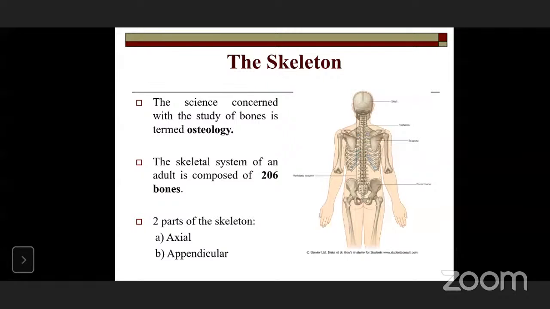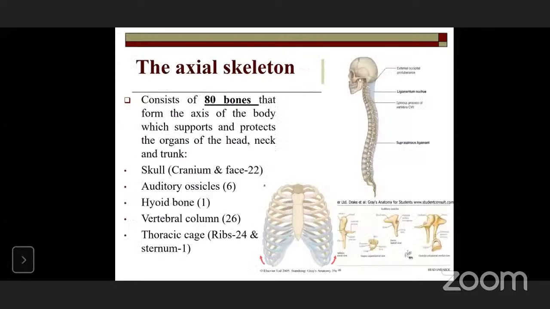First, the total number of bones is 206. There are two parts of the skeleton: the axial skeleton and the appendicular skeleton. The axial skeleton forms the central axis of the body, and the appendicular skeleton consists of the bones of the limbs.